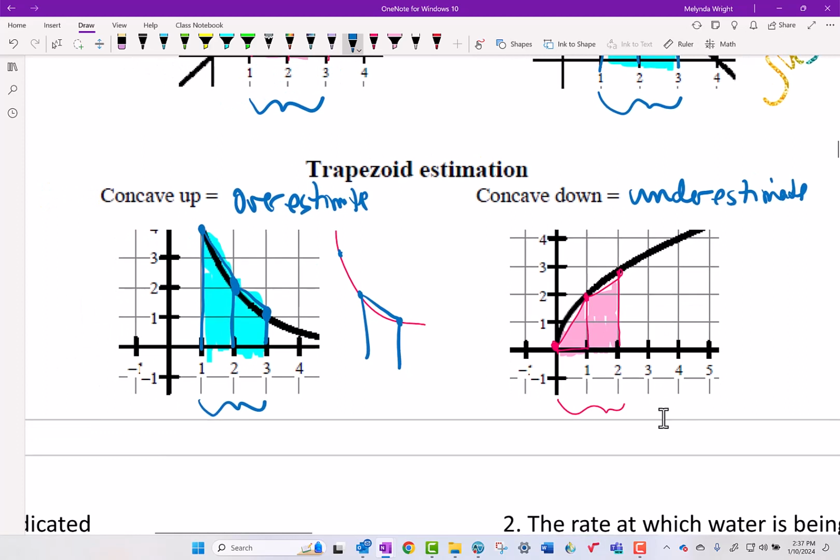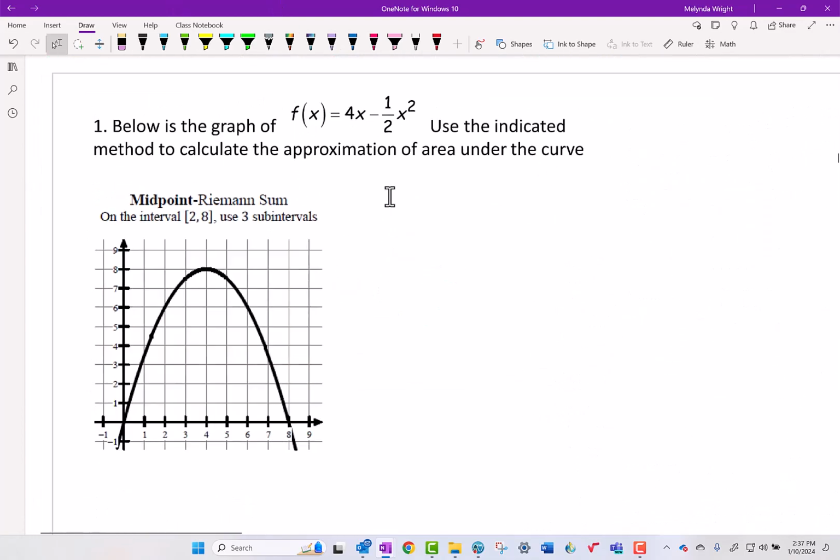Okay, so what we've done is we've really talked about just an overview of Riemann sums and approximating areas under the curve and how we could determine whether it's an over or underestimate. Okay, are we okay so far? Okay, so let's do some examples. I'll do some examples that demonstrate what's going on here. So here we go. Let's go to our first one.